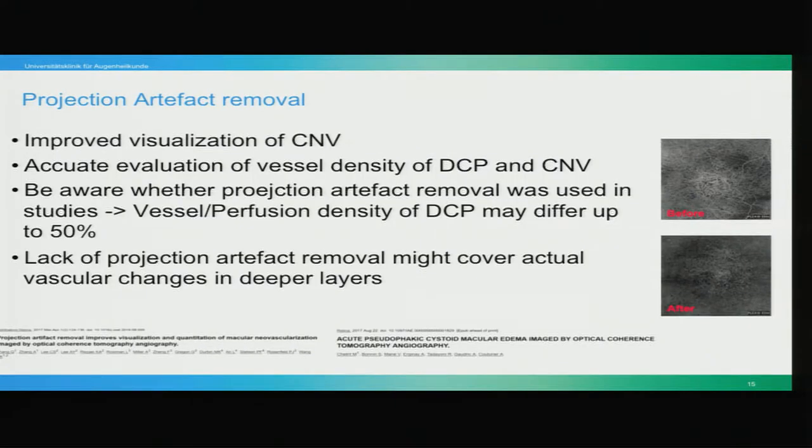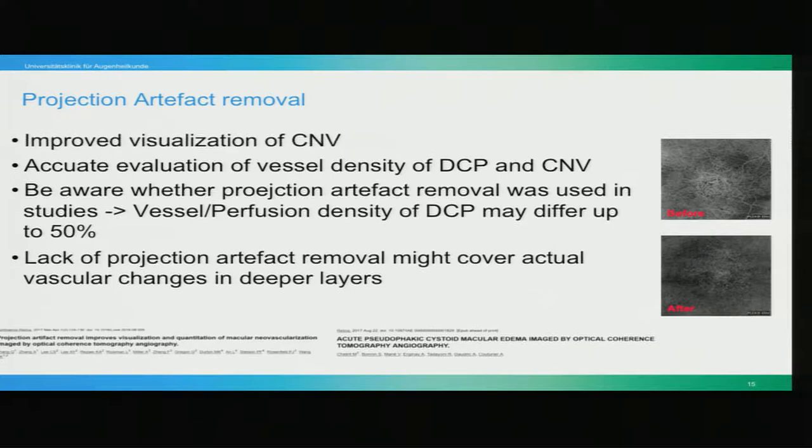So projection artifact removal really helps us improve the visualization of CNV, and it allows the accurate evaluation of vessel density of the deep capillary plexus and also for CNV, because also in CNV you will have projection artifacts. The CNV lesion will look larger and the density will be higher before you do the projection artifact removal. And you also have to be aware whether projection artifact removal was used in the study you're reading, because the density rates may differ up to 50%.